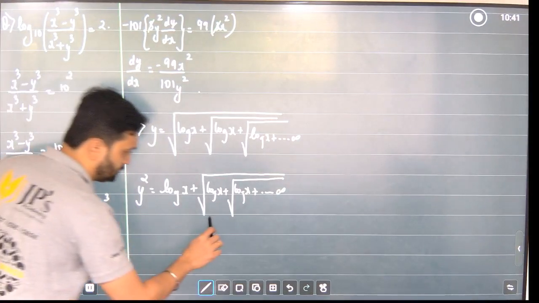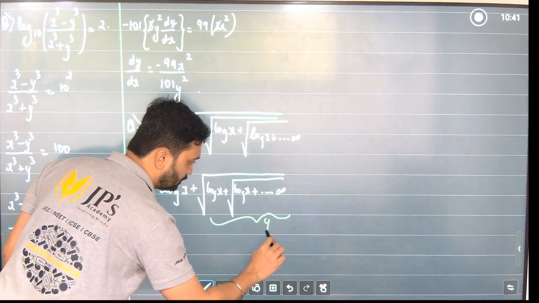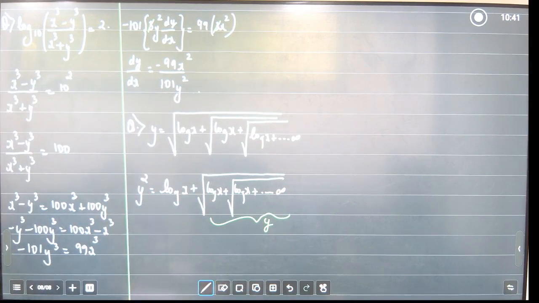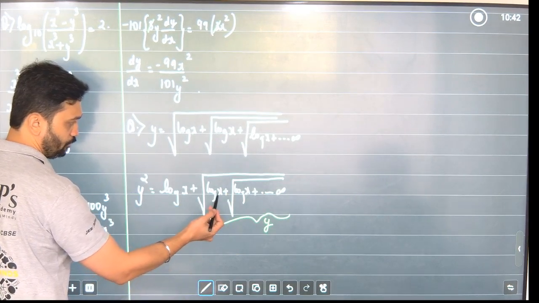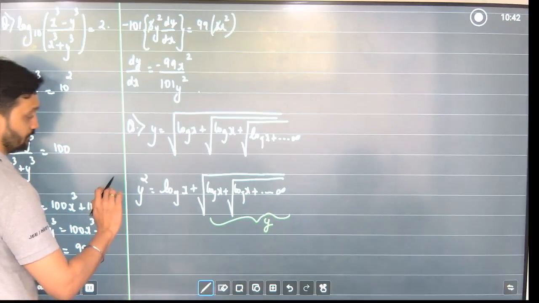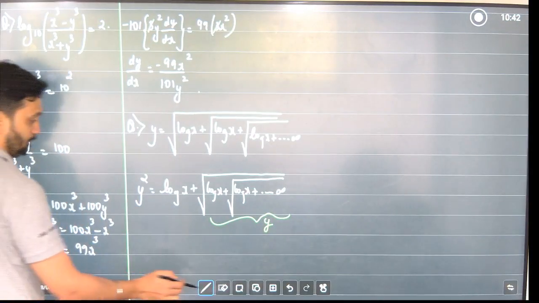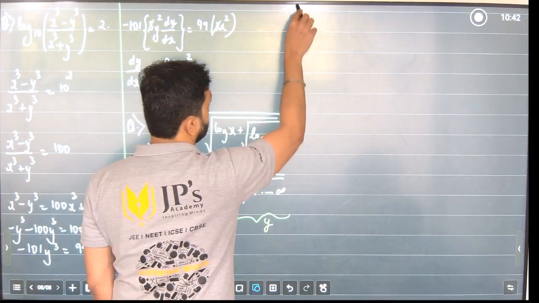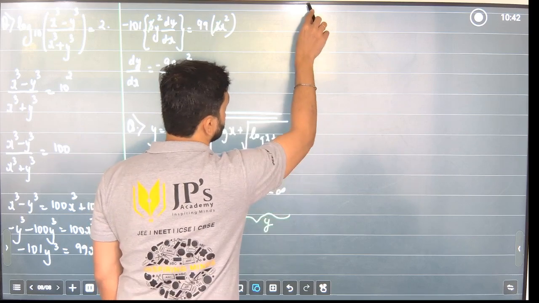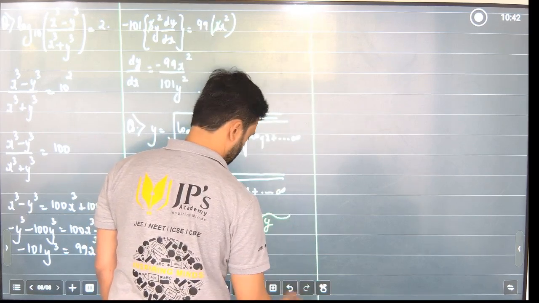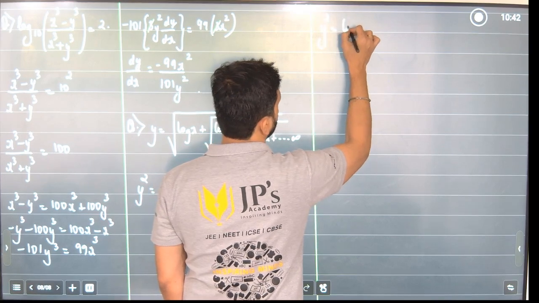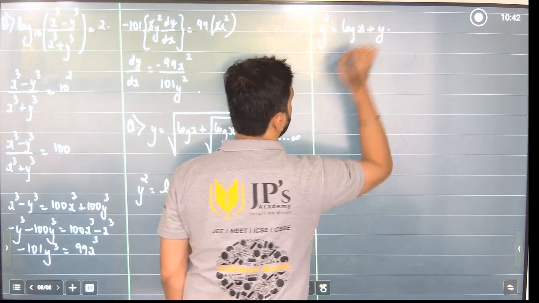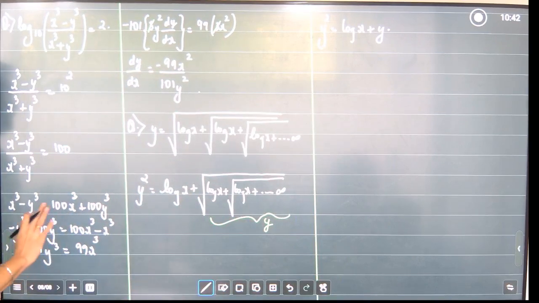Now if you carefully see, this is nothing but y, because y is starting with root log x and it is ending at infinity, and this term is also starting from root log x and it is ending at infinity. So y square is equal to log x plus the root of this. So when I solve this sum, this will become y square is equal to log x plus y. That's it. y square is equal to log x plus y.